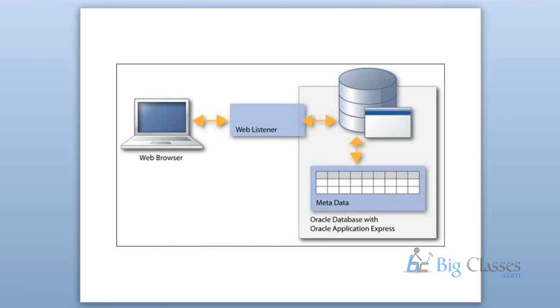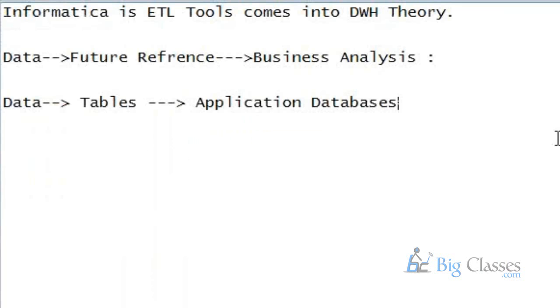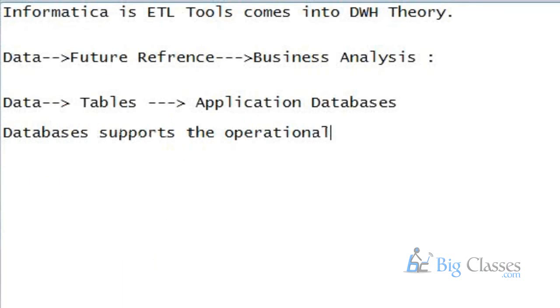These databases support the operational aspects of the system.